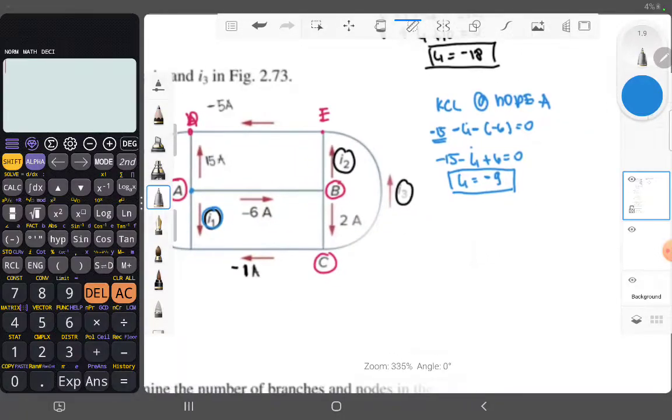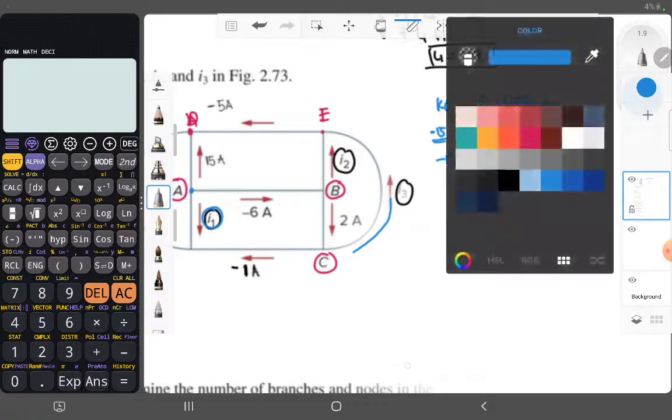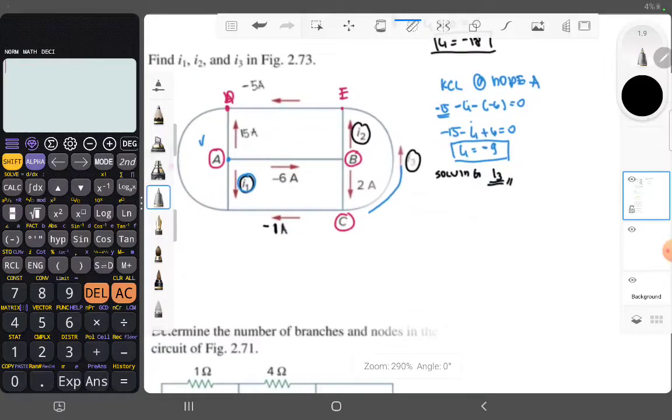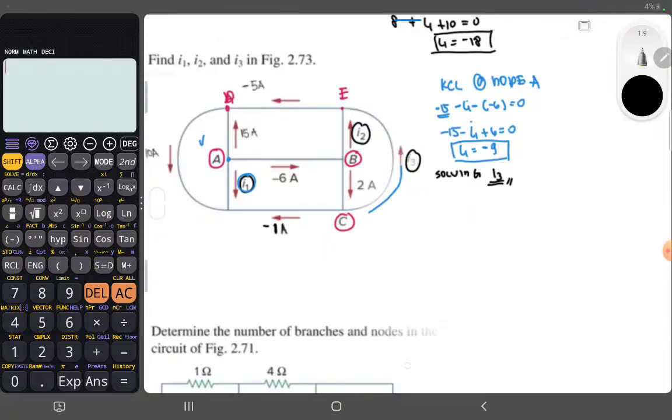Susunod natin gawin is solve for our, it's either I2 or I3. Probably, ang pinakamabilis nating makukuha dito is yung I3 kasi dito yung current natin. Okay? And also I2 sa node B. So, guided pala tayo ng problem. So, therefore, sa I3 muna tayo. Solving I3. So, solving I3, let's have KCL.